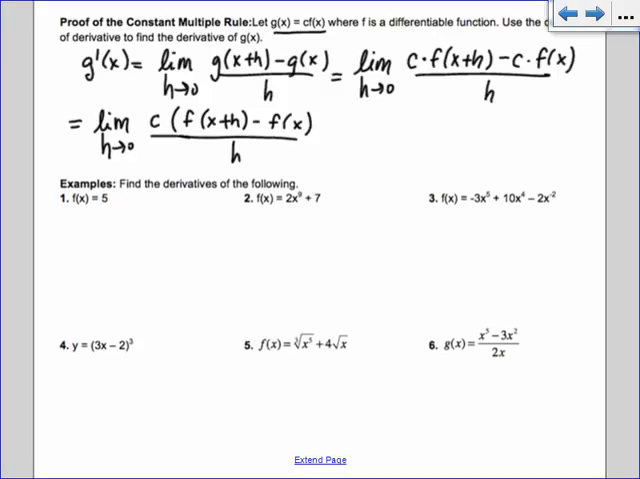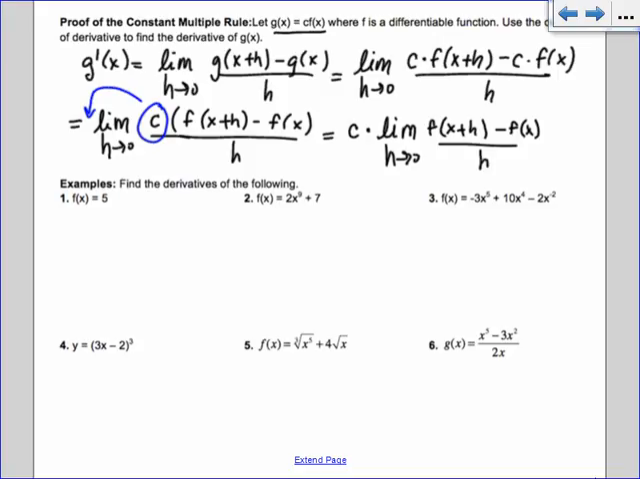And once you pull it to the front, you can actually pull it all the way in front of the limit. So I'm going to pull it out there. So you get c times the limit as h goes to 0 of f of x plus h minus f of x all over h. What's this portion right here? What do we call that? It's f prime of x, right? It's the derivative of f of x. So it's going to be c times f prime of x. So we proved it. That's the proof of the constant multiple rule. So you can pull a constant out and then just take the derivative of what remains.